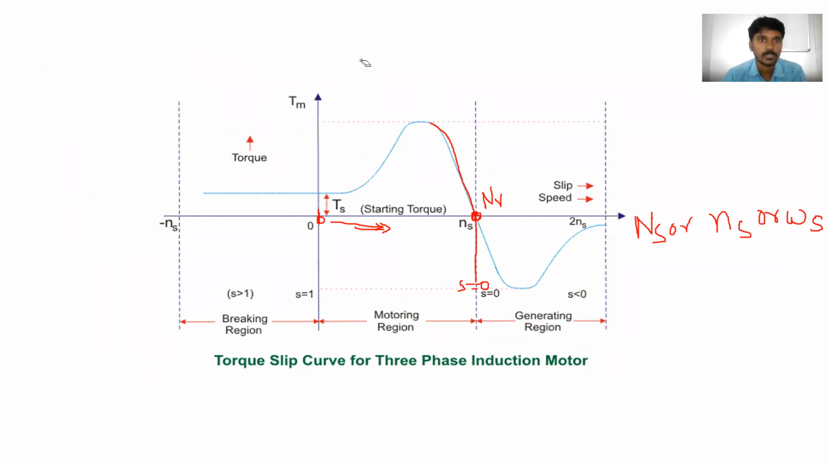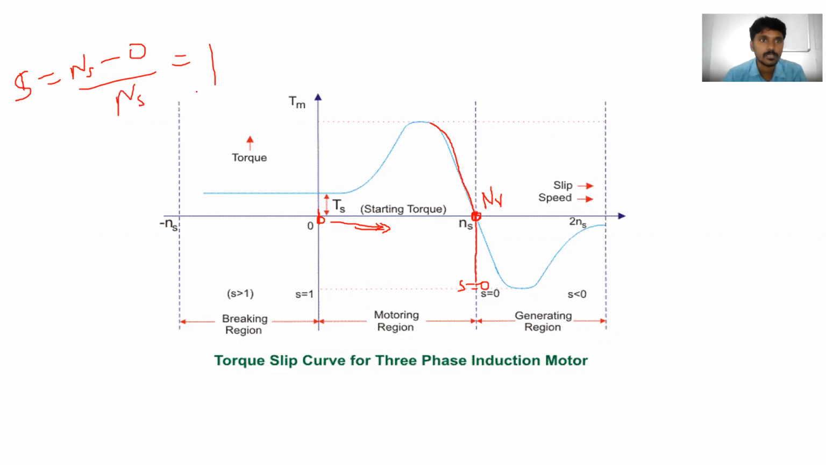When the motor speed is 0, what is the slip value? 1. Yes, exactly. Why is slip 1? We have already discussed. S is equal to (Ns minus motor speed 0) by Ns, which is equal to 1. Clear? So when the motor speed is 0, slip is equal to 1.